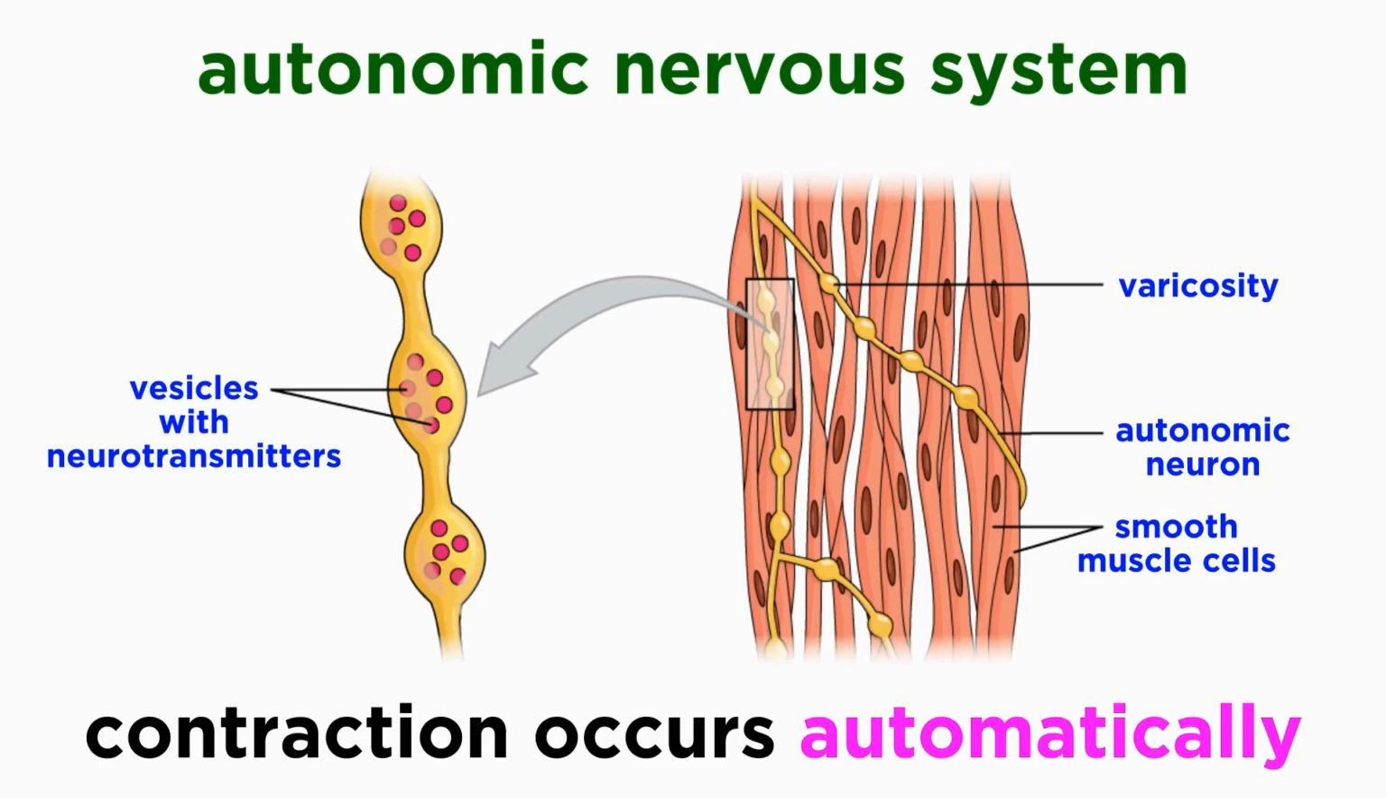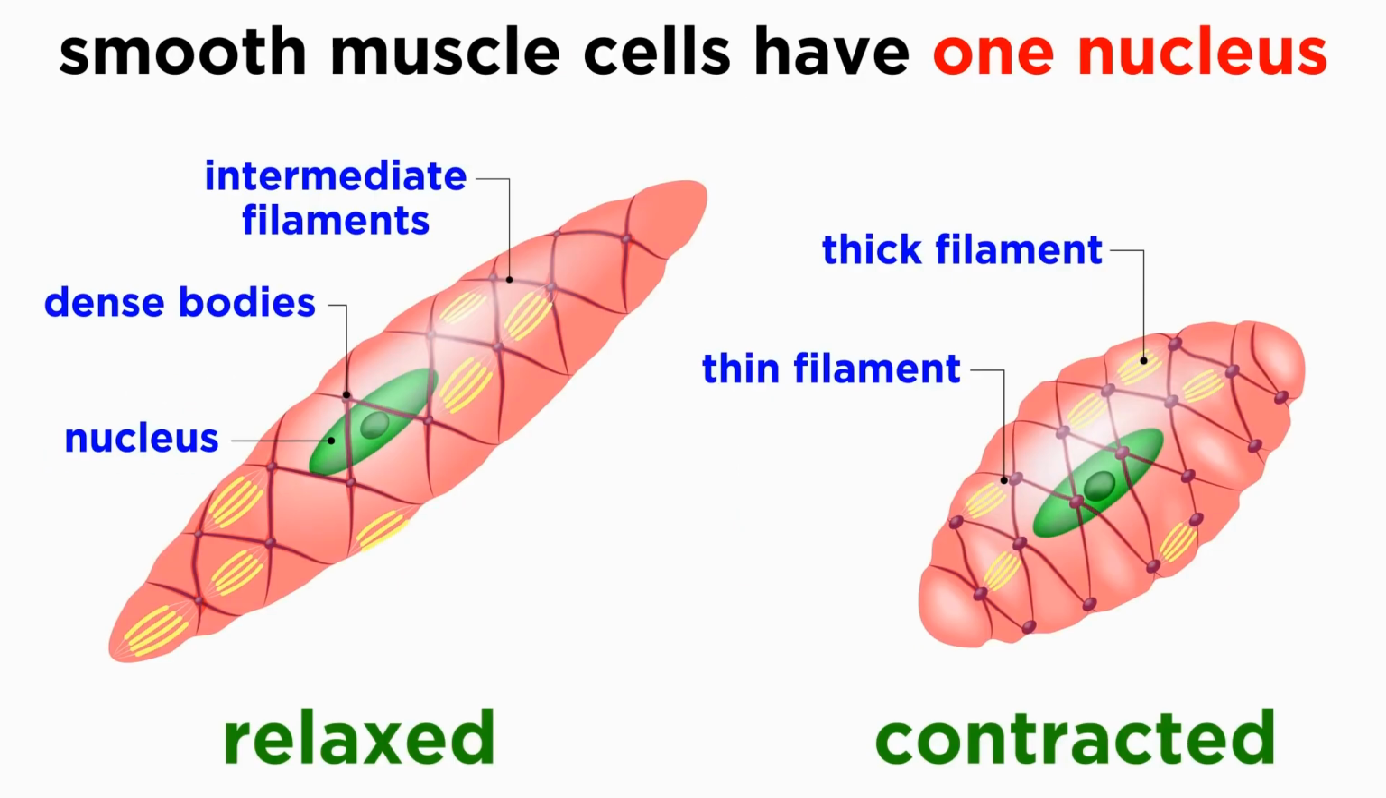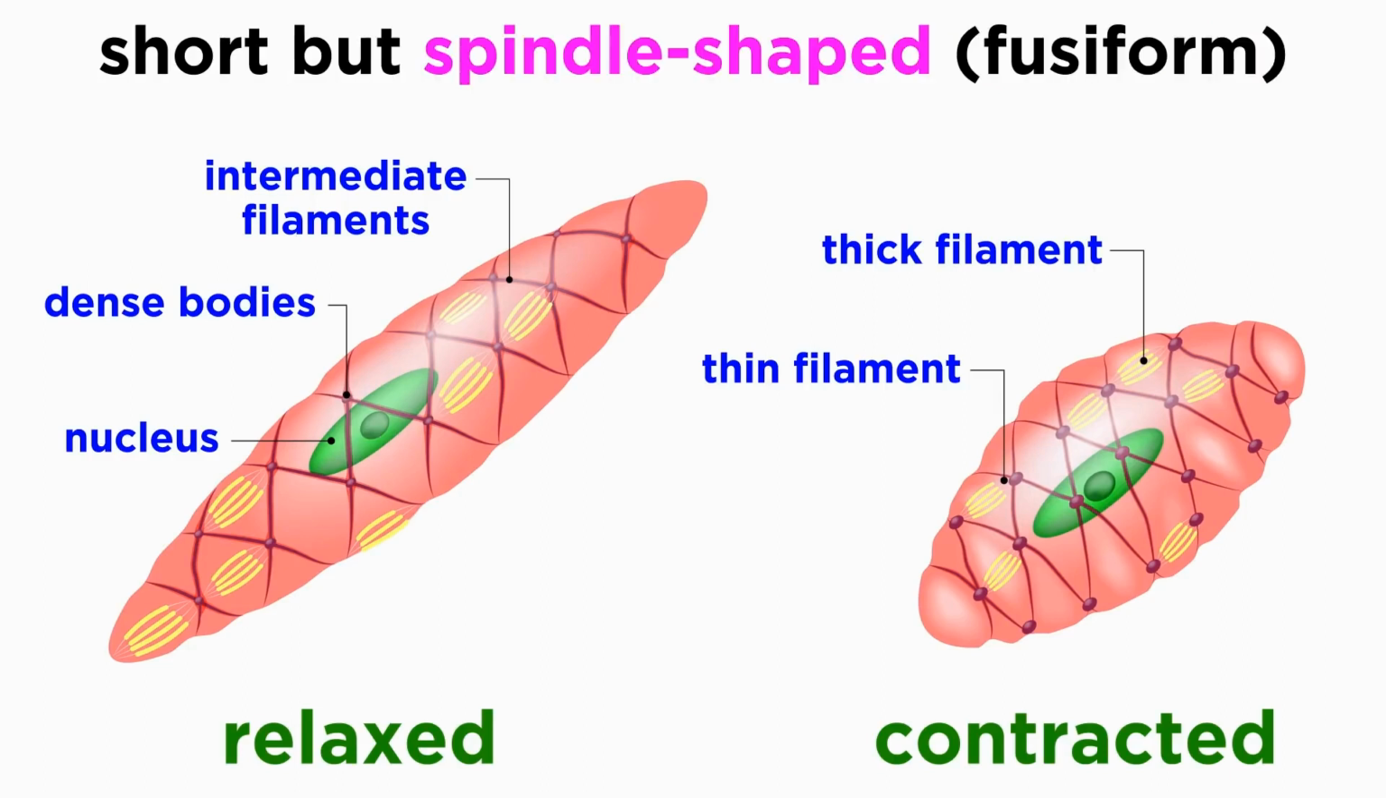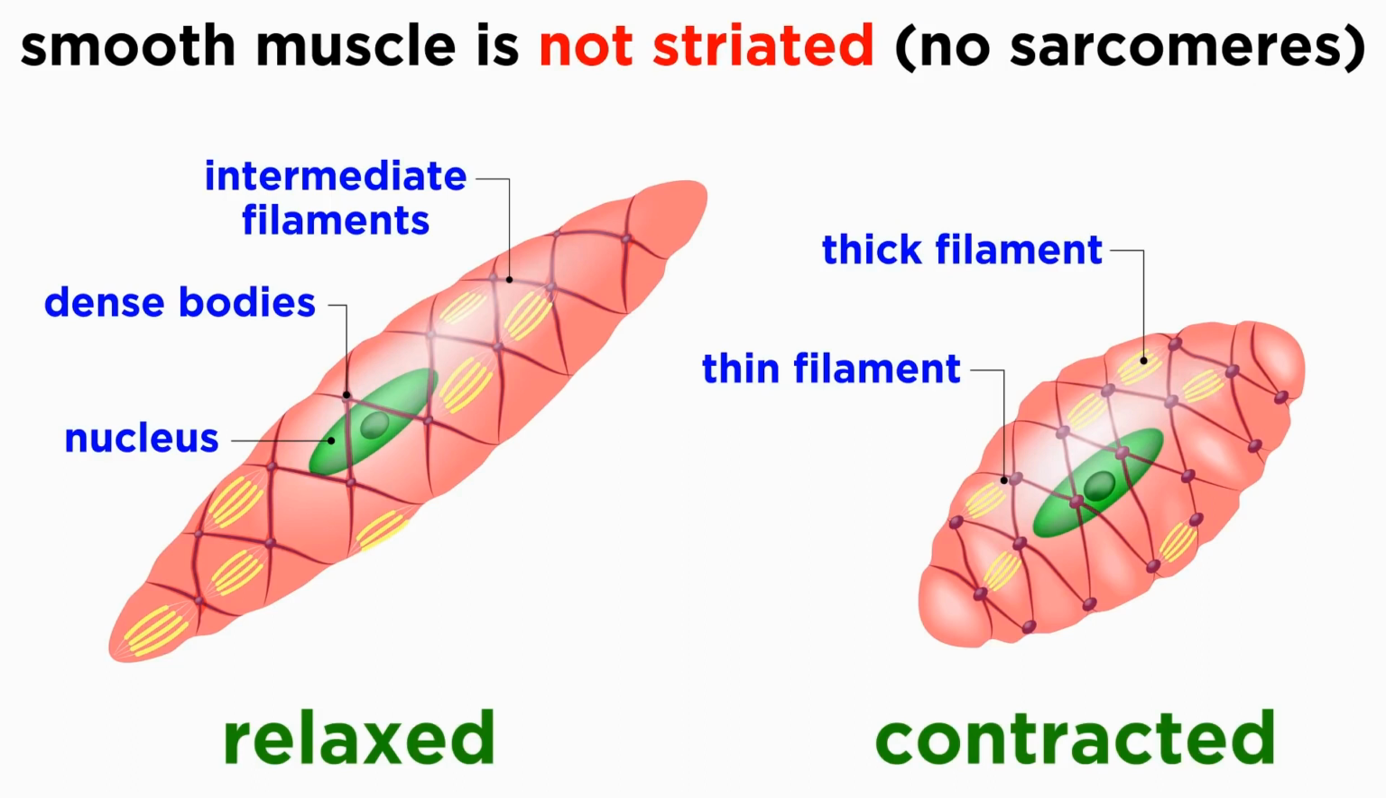Similarly to cardiac muscle, smooth muscle is innervated by the autonomic nervous system, so it contracts and relaxes automatically. Smooth muscle cells also have a single centrally located nucleus, but they have a different shape than cardiomyocytes. The cells are short but spindle-shaped, which is referred to as fusiform. Interestingly, smooth muscle differs from skeletal muscle and cardiac muscle because it is not striated due to the lack of myofibrils and sarcomeres. Their myofilaments are scattered throughout the cytoplasm of the muscle cells instead.